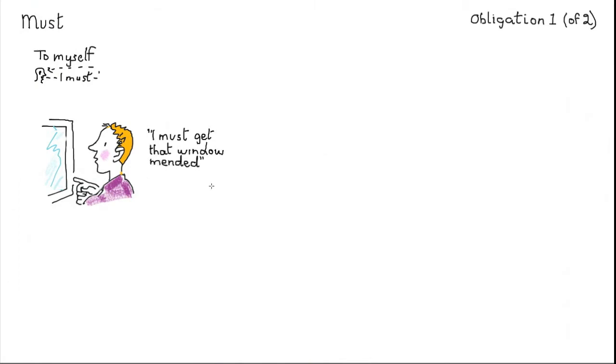He's being quite direct, using must, because he can afford to be direct. He's speaking to himself. Here are 2 more sentences. I must try to look my best. I'm going to an interview. I need to look my best. And again, I'm being direct. I'm telling myself what I must do.